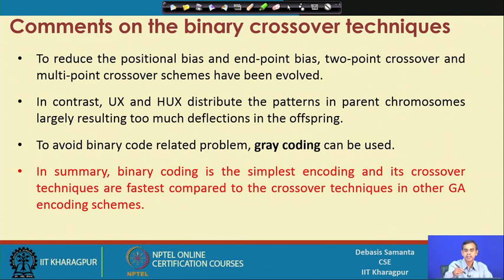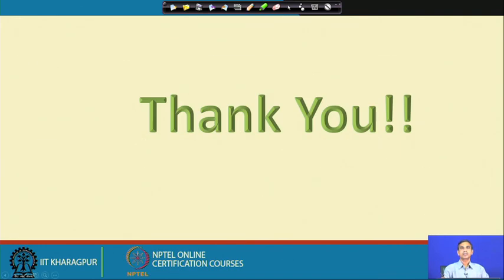Okay, this is how much I want to mention about the crossover techniques related to binary coded GA, and as I told you, different crossover techniques are to be followed when different coding is used. So, next we will discuss the crossover techniques related to real coded GA.